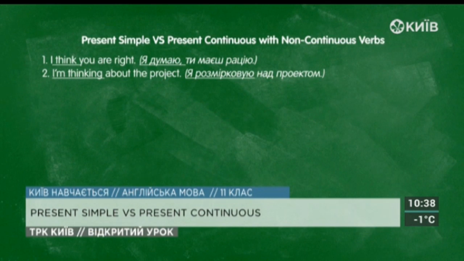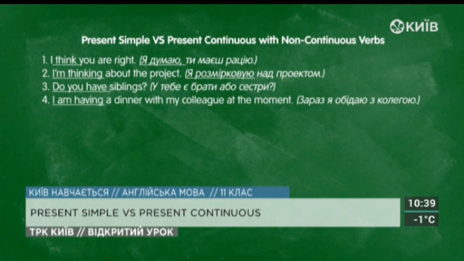Or I can say, do you have siblings? And I am having dinner with my colleague at the moment. Here, have is okay to use in its continuous form when you are using it in the continuous tense in a phrase. For example, I am having dinner, I am having a good time. This is okay. Or the next example, food tastes delicious, and Mom is tasting the food right now to see if it's salty enough.